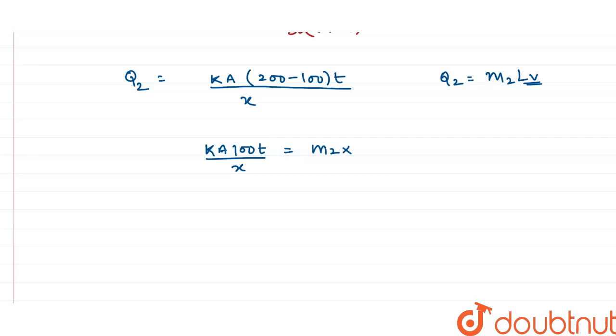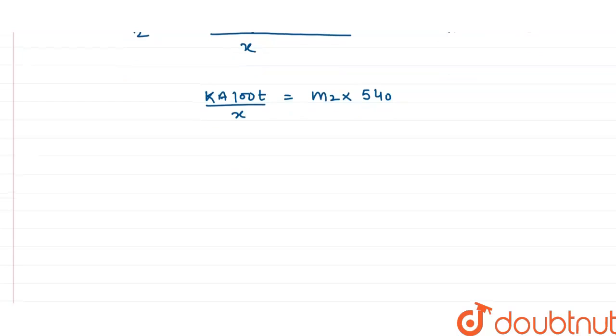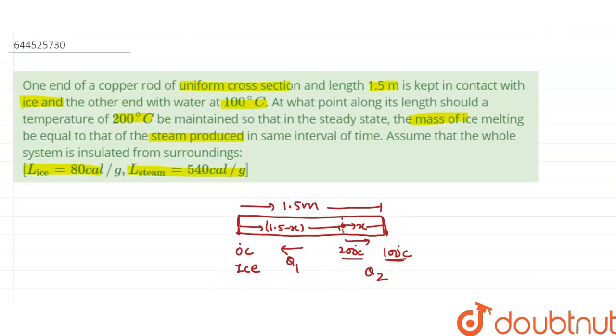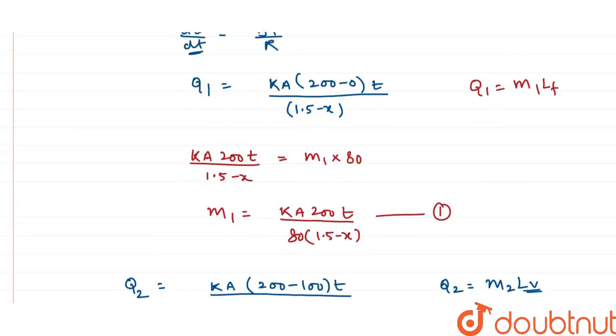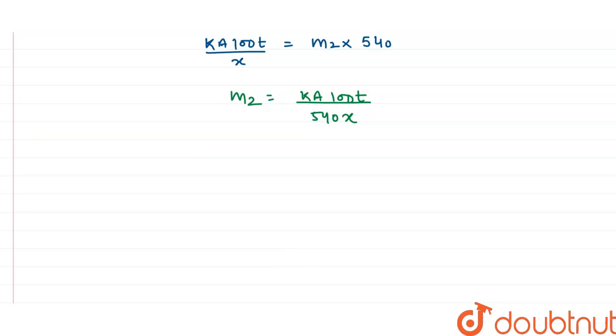The value of latent heat of vaporization is given in the question, which is 540 calorie per gram. So now solving this, we will get the value of M2, the mass of steam, coming out to be KA 100t upon 540x. Now in the question they are saying that the mass of ice melting be equal to that of the steam produced. That means the mass of ice which is melted, M1, equals the mass of steam, M2.